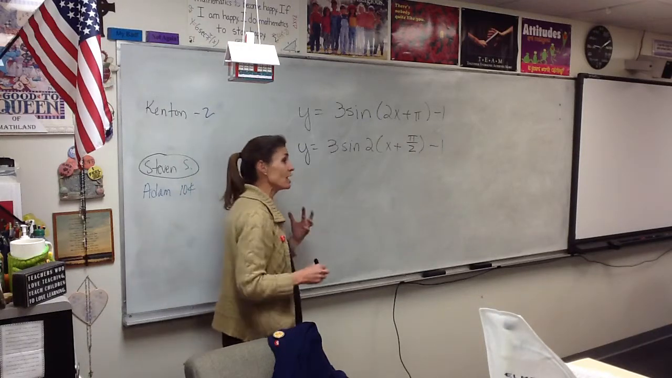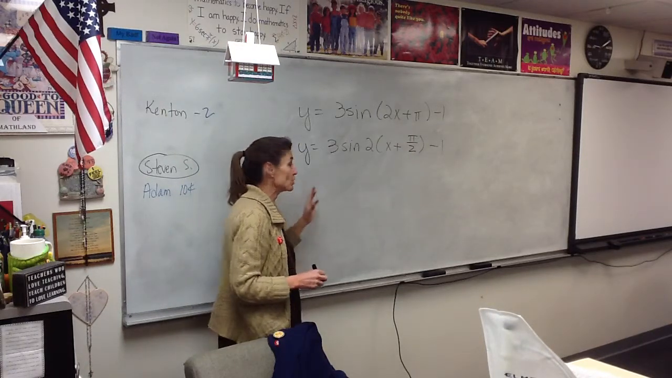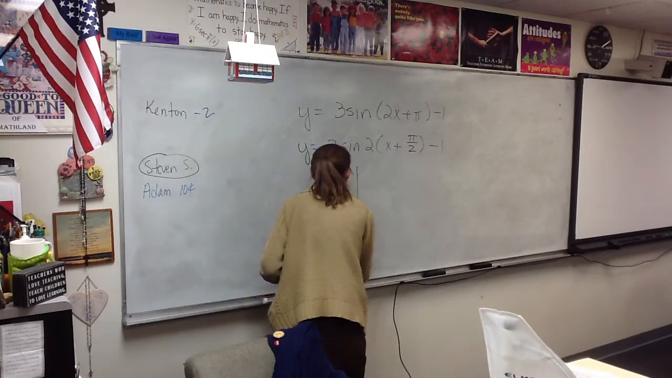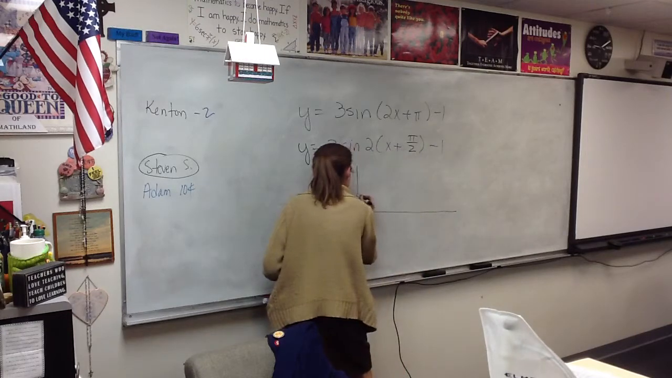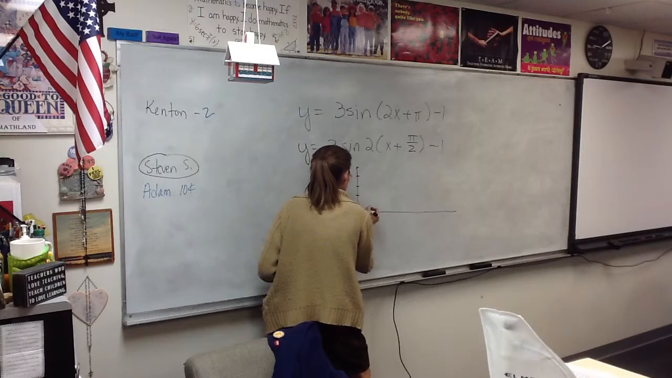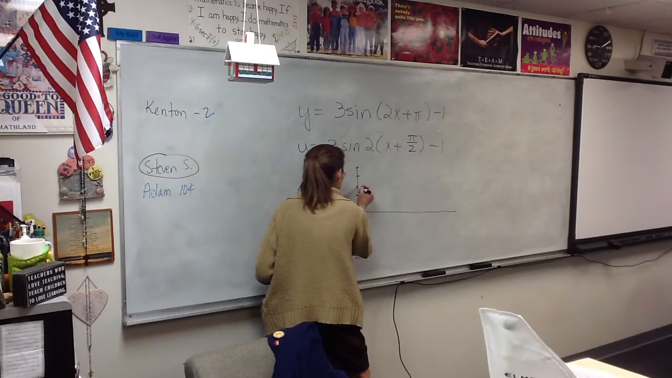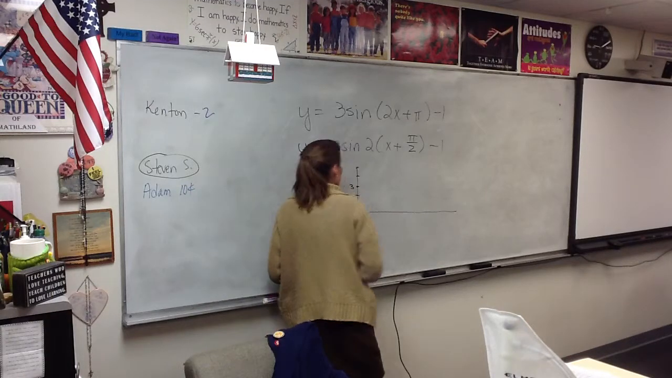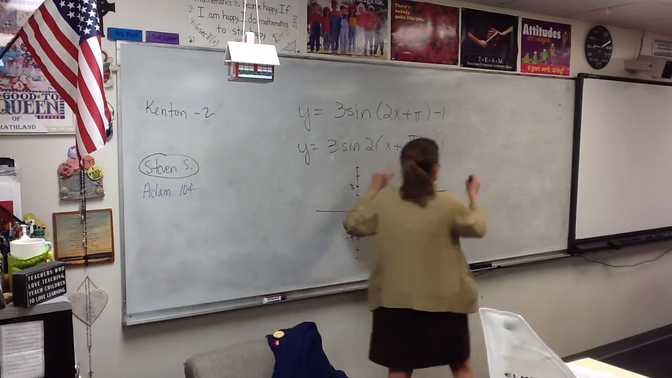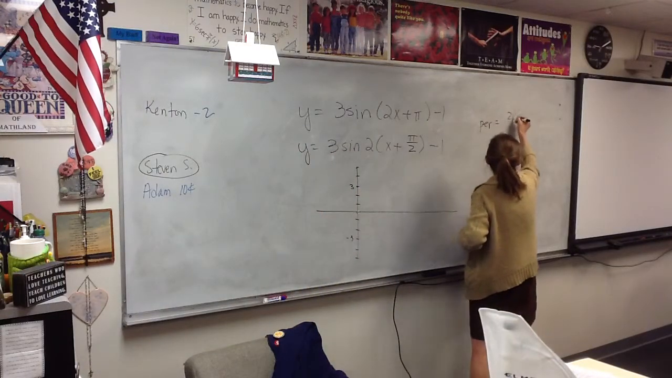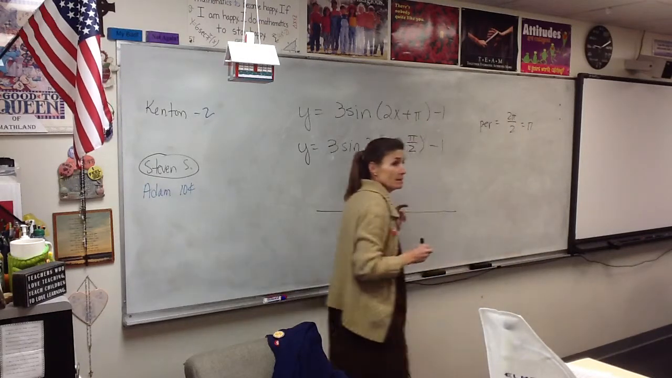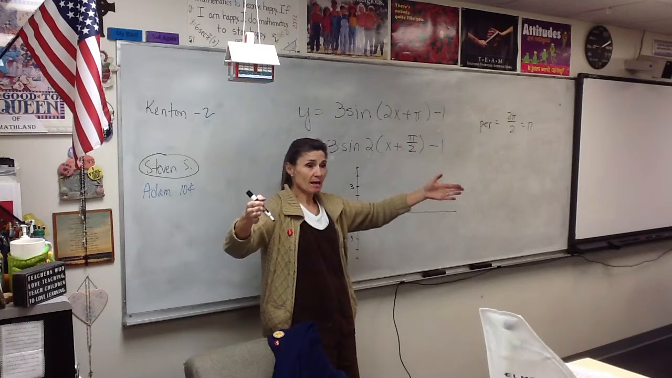Now think about what we just did. Think about when we wrote the equation. What does this number do? Amplitude. So I'm going to graph a sine curve that has an amplitude of 3. It's going to go up to 3 and down to -3. Okay? What does that number do? That divides the period. So my period is supposed to be 2 pi, but it's been divided by 2, so now my period is pi. That means beginning to end is pi.